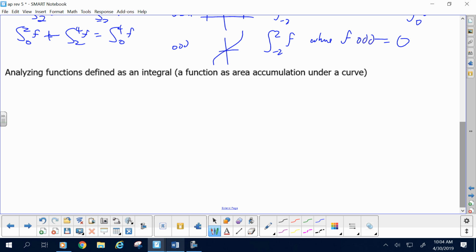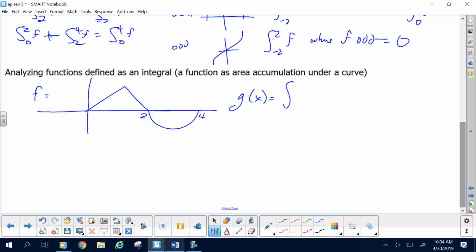Functions defined as an integral. If I say f is this graph, whatever, this is a very common problem. And if I say g is an integral defined function, maybe 0 to x, actually, let's do 2. It's harder. Sometimes they start you at 0, but sometimes they throw you a curveball, start you in the middle of the graph, and you've got to be able to deal with that. Dummy variable there. Okay. Tell me, is g of 0 positive or negative?